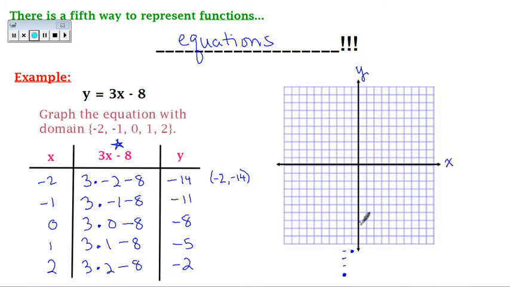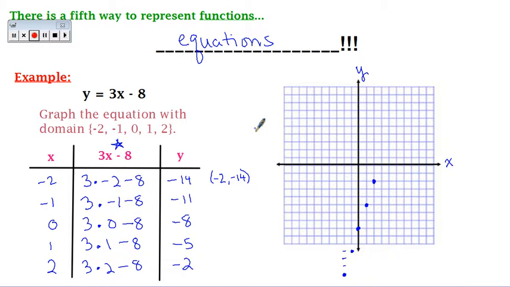and then 0, -8, and then 1, -5, and 2, -2. Okay, so you've graphed all 5 points. When we graph these 5 points, they are the ones we use in the table, but they're not the only numbers that work for this equation.